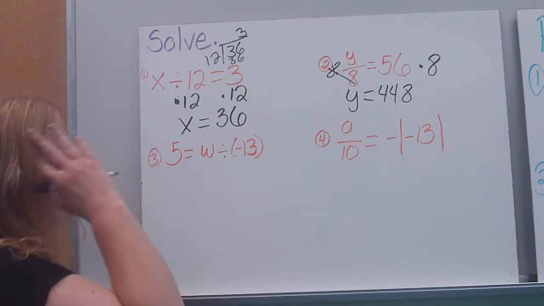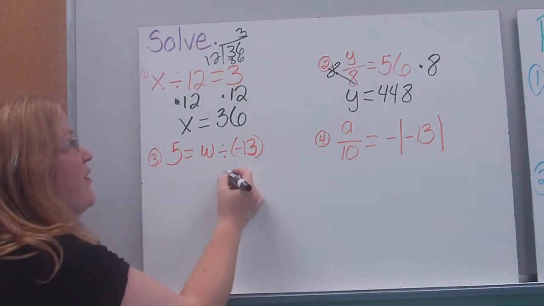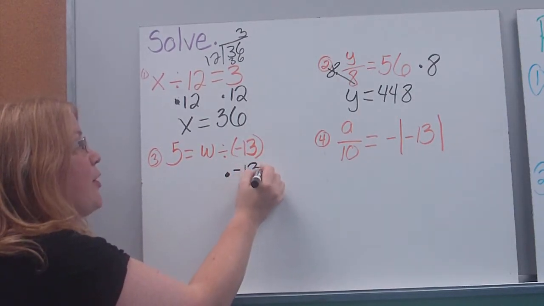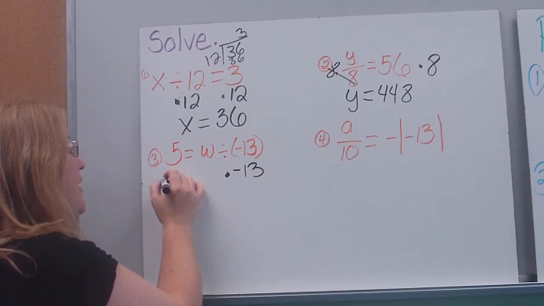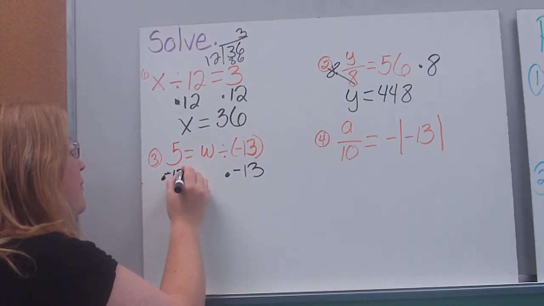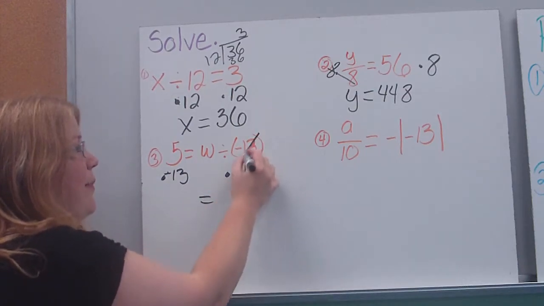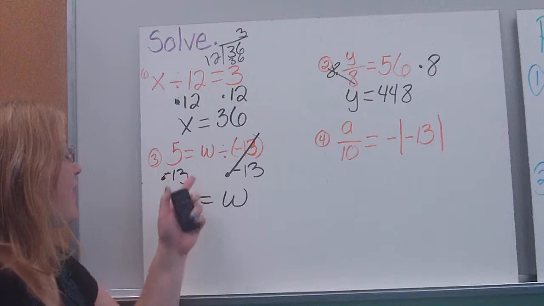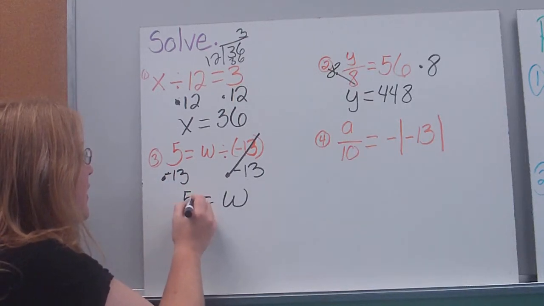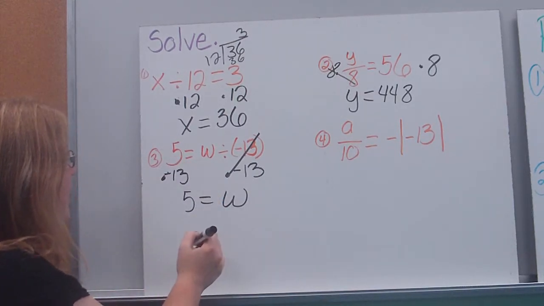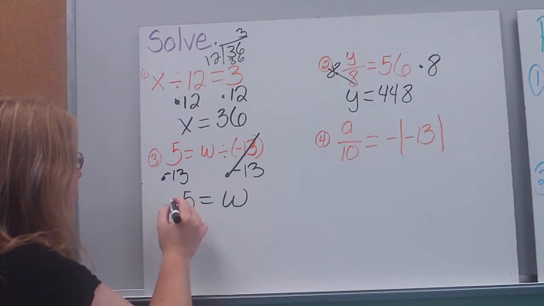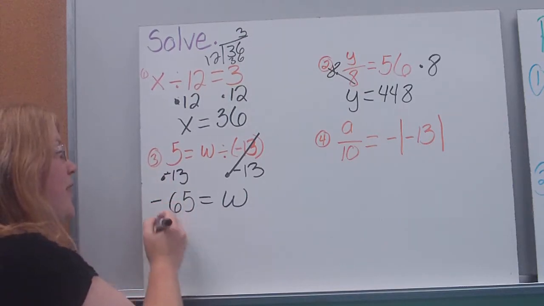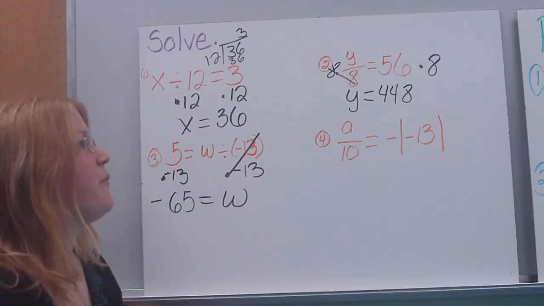So again here, I'm dividing. How am I going to undo my division? By multiplying. But pay attention to our signs. Those need to stay the same. I'm multiplying by negative 13. So what happens here? Those are going to cancel. I'm just left with a W on this side. Then I've got 5 times negative 13. 5 times 13 gives me 65. I have one negative, so my answer should be negative.